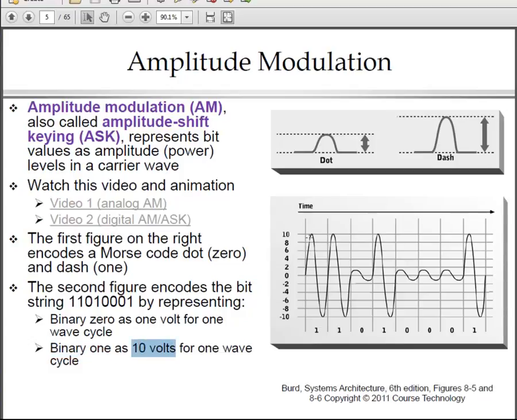So this first cycle here is a 1 because the peaks are at 10. The second cycle represents a 1 because its peaks are at 10. But this third cycle represents a 0 because its peaks are only at 1. So what would the receiver see?